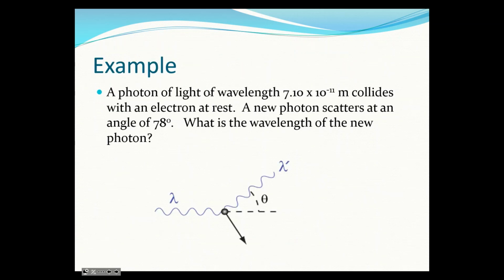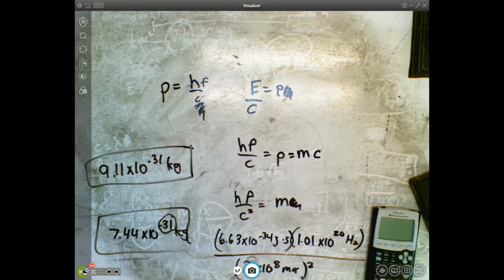A photon of light of wavelength 7.10 times 10 to the negative 11 meters collides with an electron at rest. The electron's always going to be at rest, which is kind of silly. The new photon scatters at an angle of 78 degrees. What is the wavelength of the new photon? Anytime you are given the angle at which the photon scatters, not the electron, the X-ray, that is when you want to use this formula.